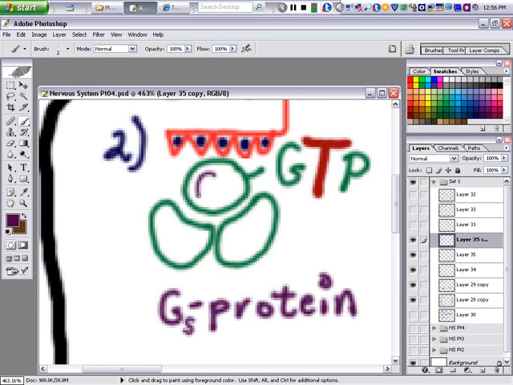We call this subunit G-stimulatory alpha, and this one, what do you think this is going to be? G-stimulatory beta. Very good. You all already know this stuff. And then this one is going to be G-stimulatory gamma. Alpha, beta, gamma. Exactly.